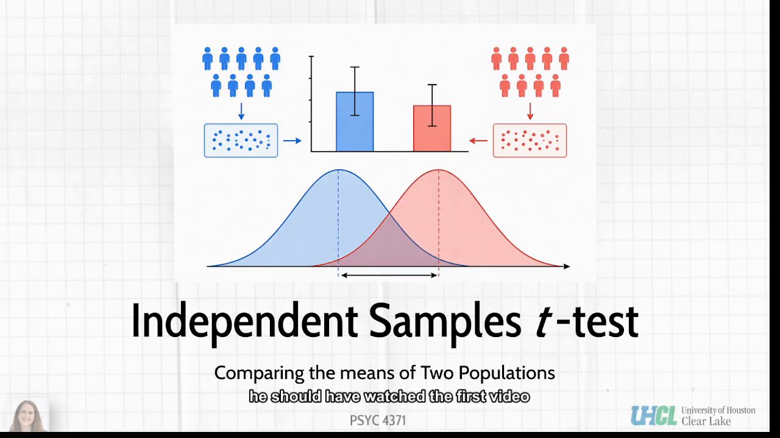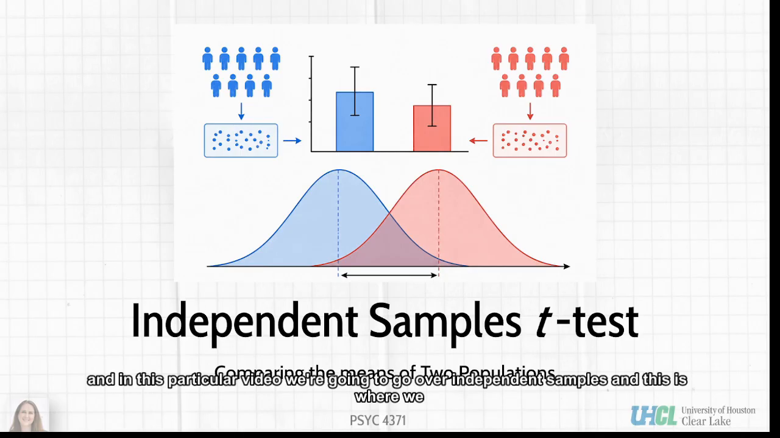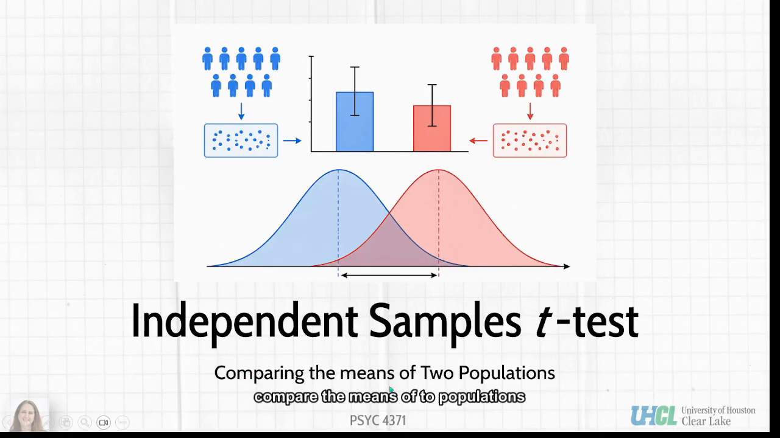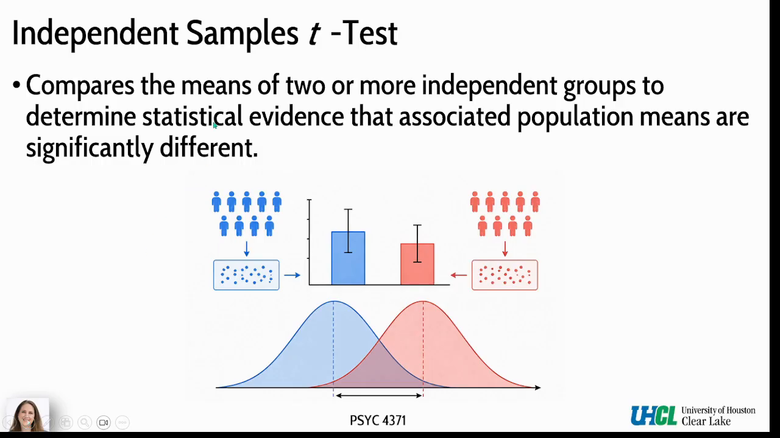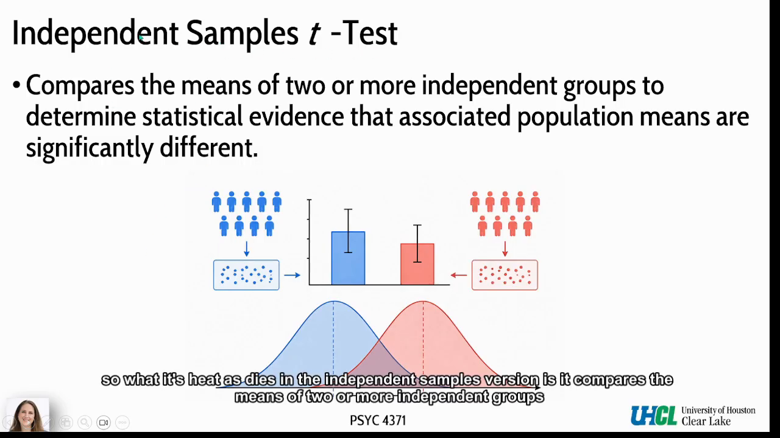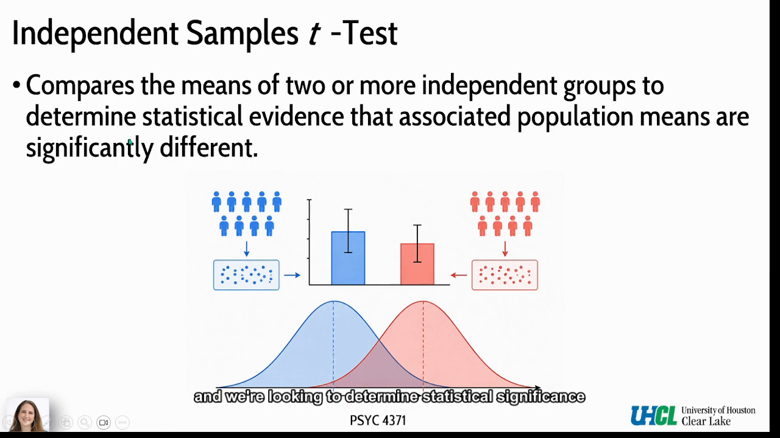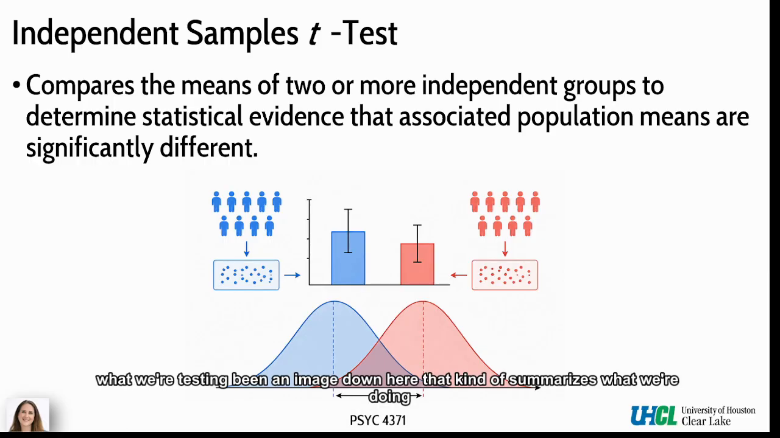You should have watched the first video, which is where we went over one sample. In this particular video we're going to go over independent samples, and this is where we compare the means of two populations. What a t-test does in the independent samples version is it compares the means of two independent groups, and we're looking to determine statistical significance. That statistical evidence is going to be that those associated population means are significantly different. That's what we're testing.